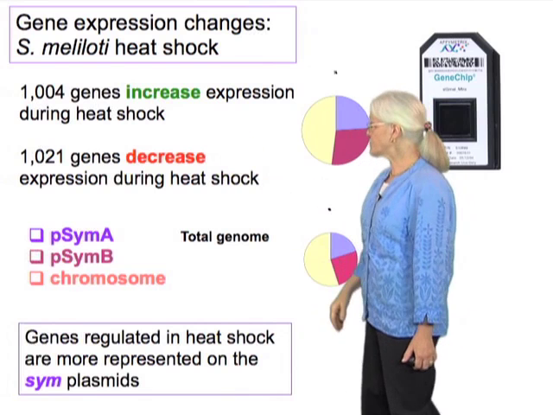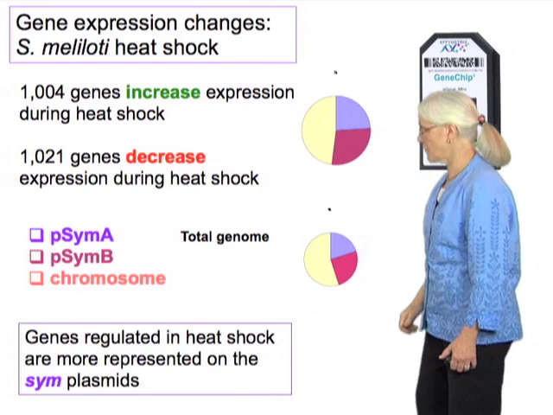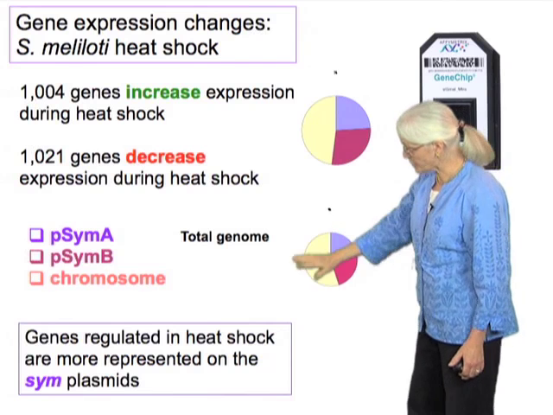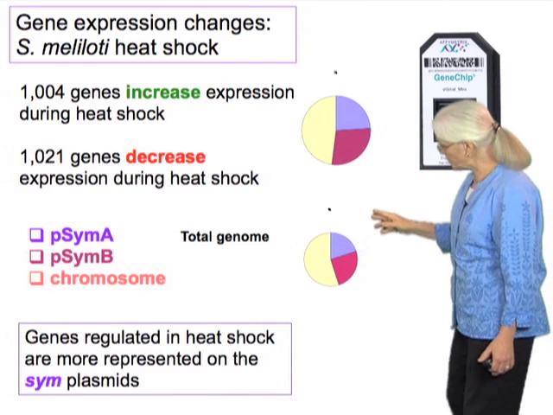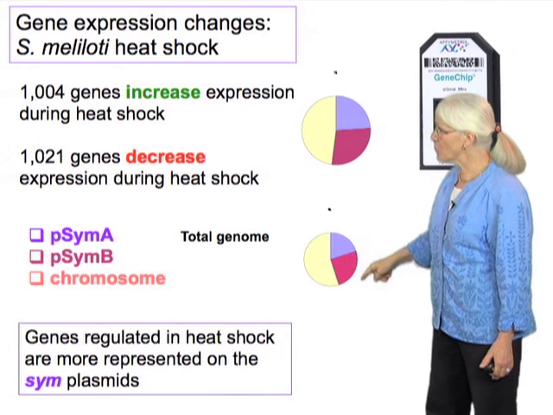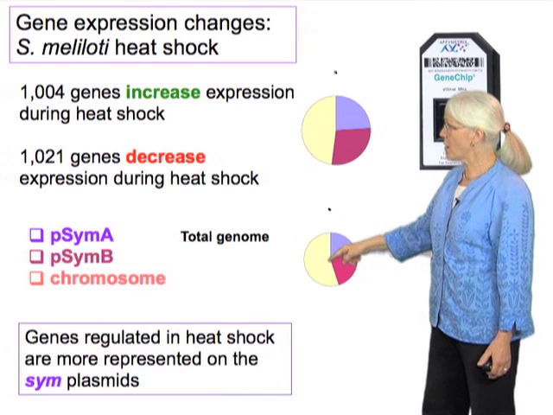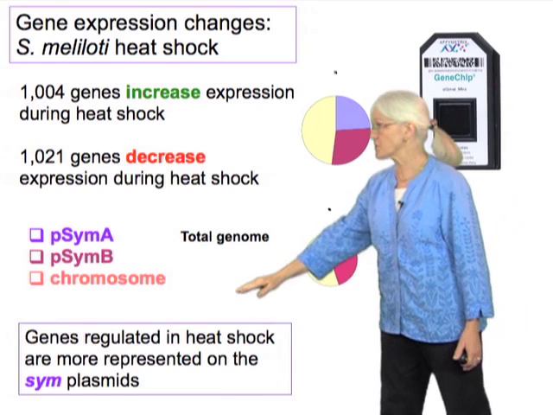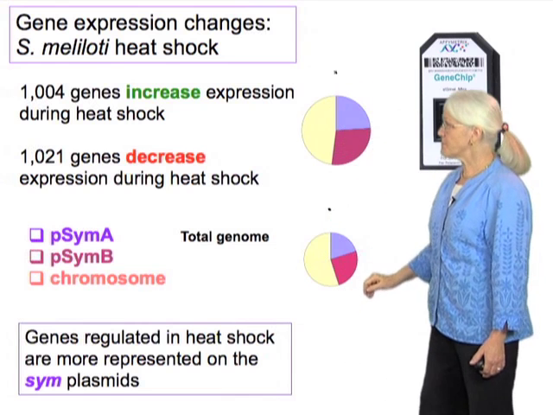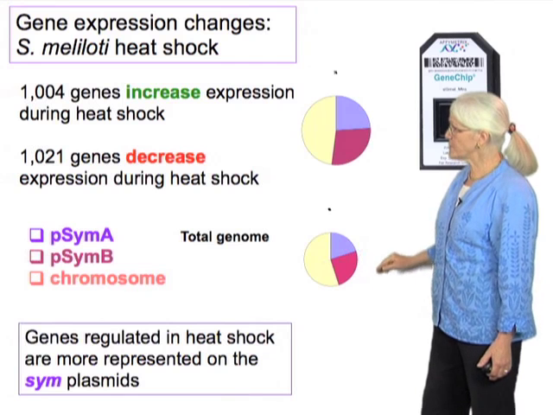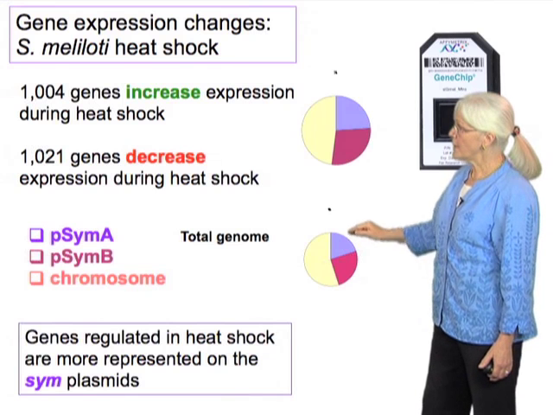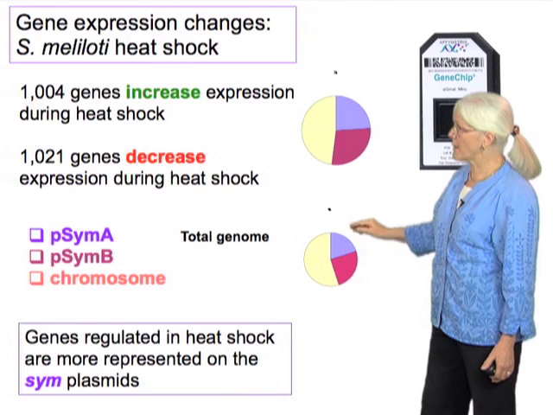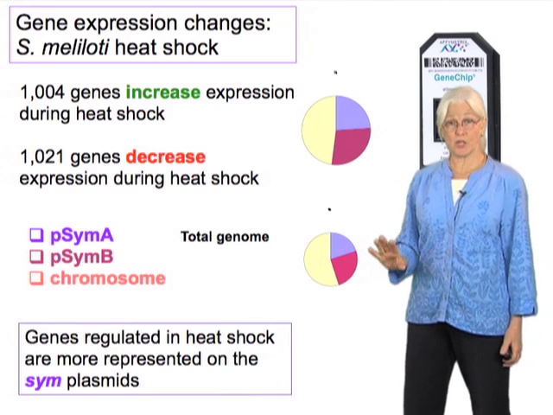Another intriguing feature of this transcription picture is shown here. Now, if you take the entire genome of Rhizobium and you look at the distribution of open reading frames, you can see that more than half of the open reading frames are in the chromosome, and that's shown in this here. So that's the chromosome. pSymB accounts for this many as a fraction of the whole, and this is the number that are in pSymA. That's the total genome annotation.